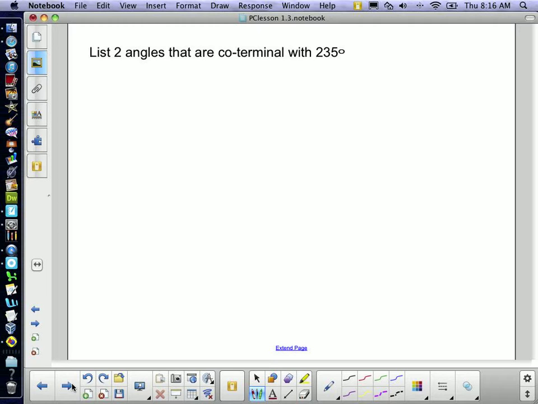So two angles that are coterminal with 235. Any two angles? Again, to find coterminal angles, we add or subtract what value? 360. So if we added 360, that would be 595. I could add another 360, or let's subtract the 360. Oh my gosh, we have to do some subtraction of 3-digit numbers. Can we handle it? Or do we have to whip out the calculator? But it would be negative.